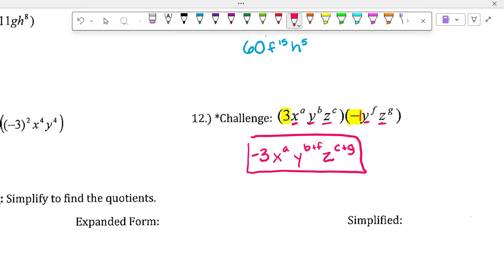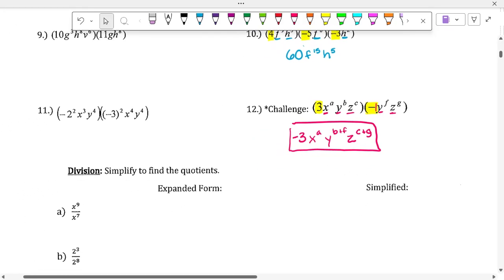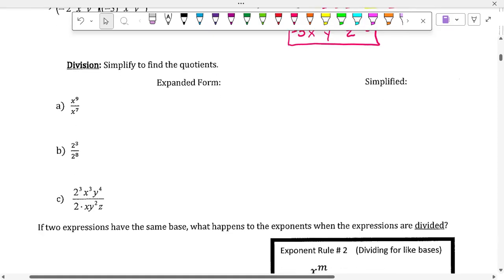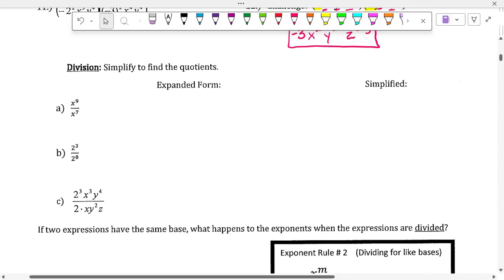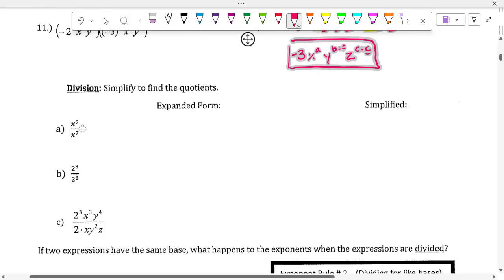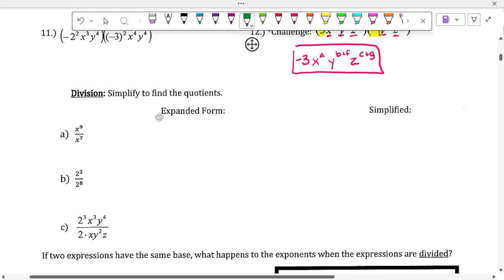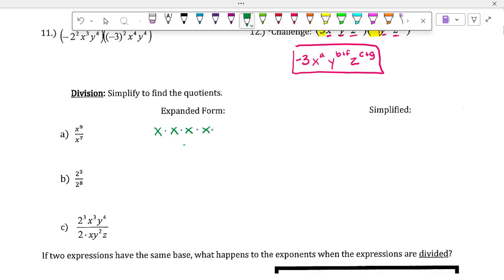So that's multiplying exponents. Now let's look at dividing them. So first off, if you look at the expanded form of division, it kind of makes a lot more sense of what's going on. So if I expand x to the 9th over x to the 7th, that means I'm going to have 9 x's on top. So 9 x's in my numerator, all over 7 x's on the bottom.